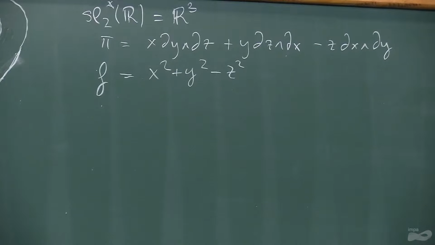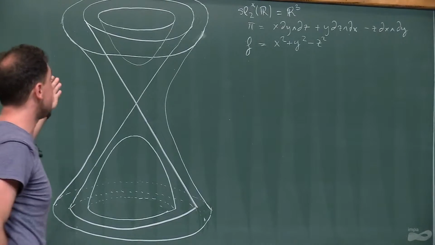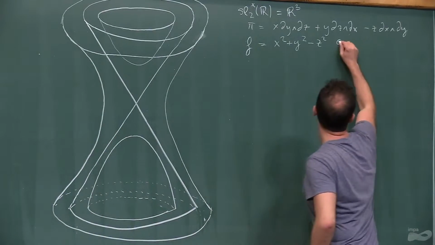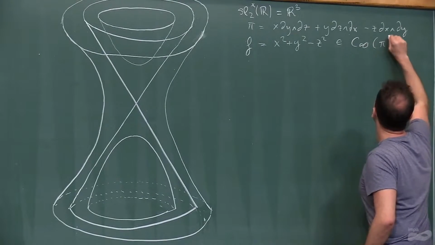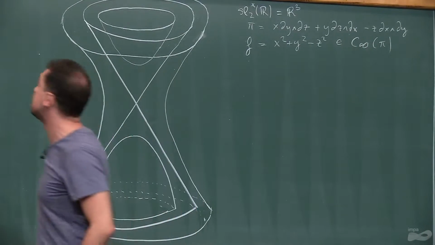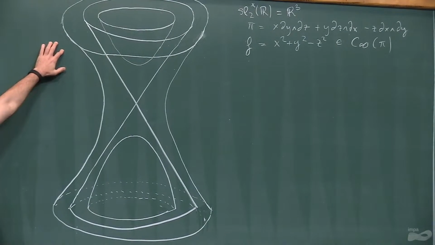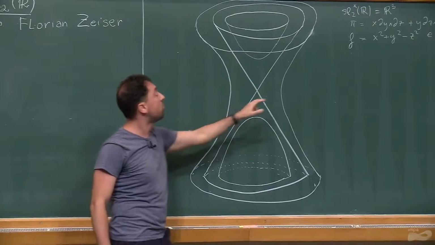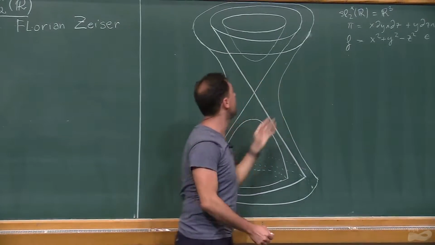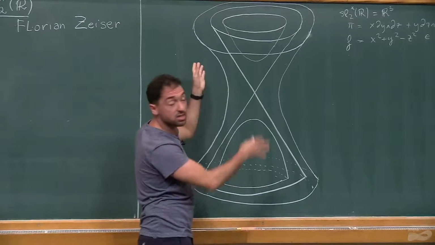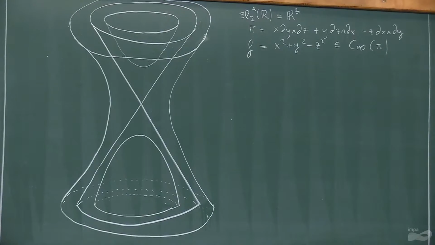And the symplectic foliation of SL2R basically comes from the level sets of this function. So this is a Casimir of pi. Now what happens if you look at this picture? These are the level sets. You have symplectic leaves for positive values of f. You have this cylinder, so one-sheeted hyperboloids outside.